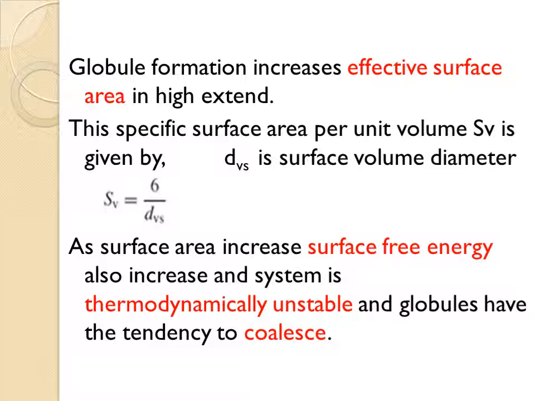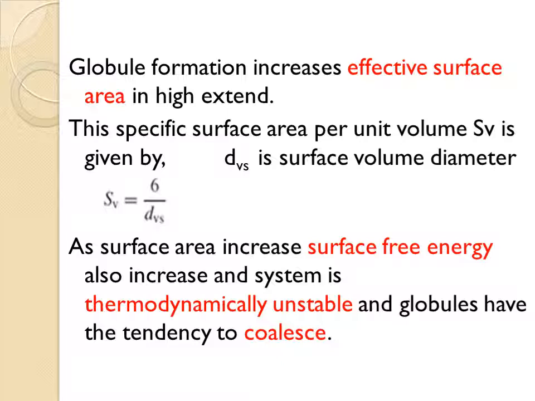We can calculate this using a formula: SV is equal to 6 divided by dVs. 6 is a numerical factor calculated for sphere shaped globules. So it is 6 divided by dVs, where dVs is the surface volume diameter. This particular term generally comes under the micromeritics chapter.